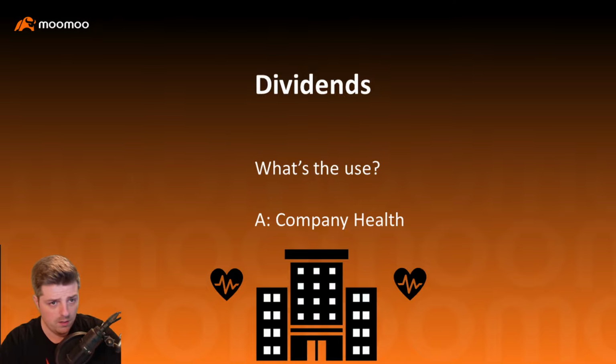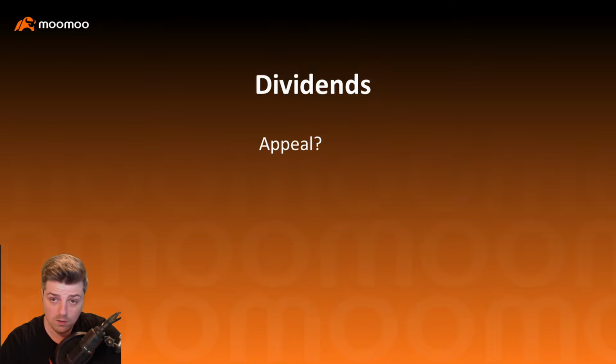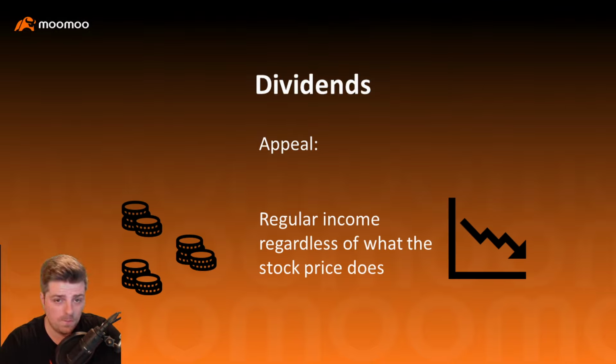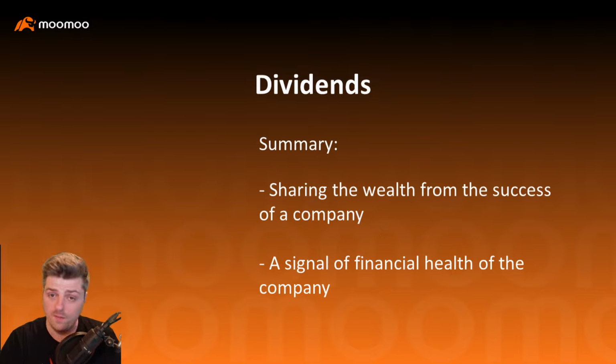So what's the appeal? Well, some investors look for dividend-paying stocks because they offer a way to earn money even if the stock price doesn't go up. It's kind of like getting paid for just holding onto your shares. So in summary, dividends are a way for companies to share their success with their shareholders by paying them a portion of their profits, providing them income and a signal of the company's financial health.